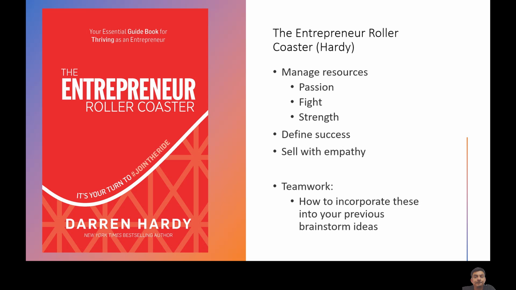One final reference: in The Entrepreneur Roller Coaster, Darren Hardy speaks about managing resources with passion, fighting for what you want, and keeping the strength to move forward. Defining success, but also selling with empathy, which, from what I've seen, is not something that has been shared before in the other books. So once again, do you agree with what Darren Hardy is sharing here? Can you incorporate these ideas? Can you modify your proposal moving forward?